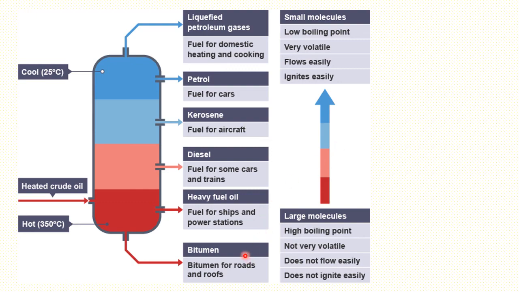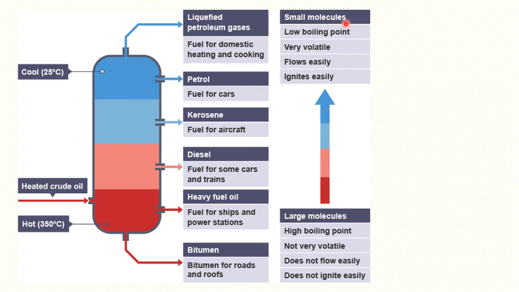Down at the bottom, our bitumen or heavy fuel oil, we consider these large molecules. That means they've got a high boiling point, which we know because the column is hotter here, and so they condense at these high temperatures. What that therefore means is they're not very volatile. Volatile is all about how easily a substance turns into a gas. So bitumen doesn't turn easily into a gas, which makes sense. It's a really thick liquid, which brings us to this point. It doesn't flow easily. It's viscous. And also, it does not ignite easily, so it's not easy to set fire to. So we know that setting fire to roads is a difficult thing.